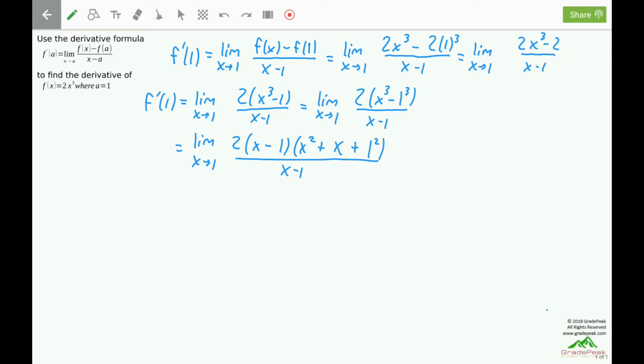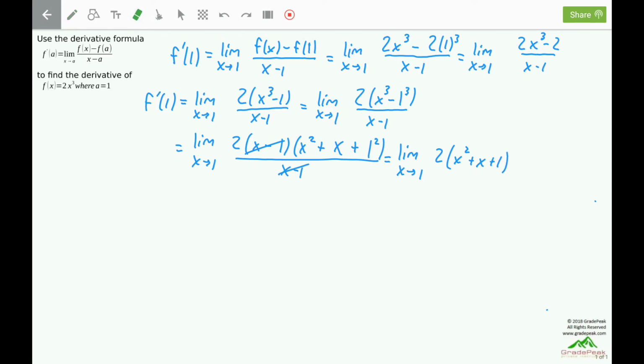We now see the x minus 1 factor in the numerator that can cancel with the denominator, and we will no longer have the 0 over 0 indeterminate form. So we have limit as x goes to 1 of 2 times x squared plus x plus 1 squared is just a 1.